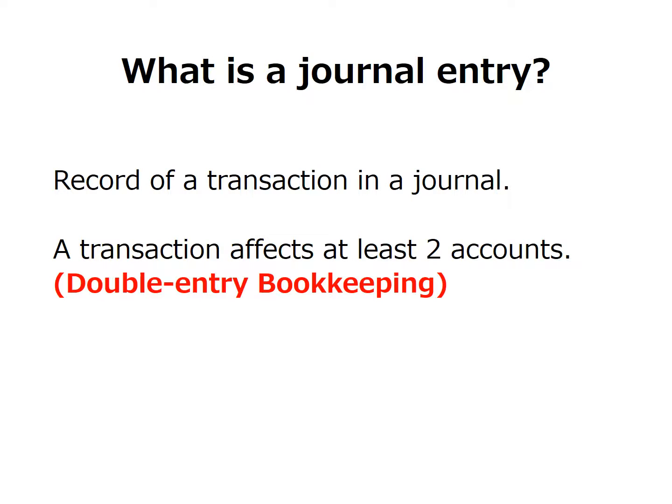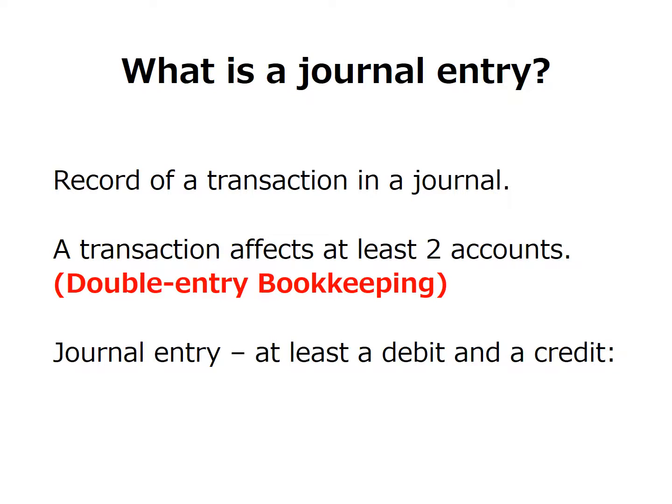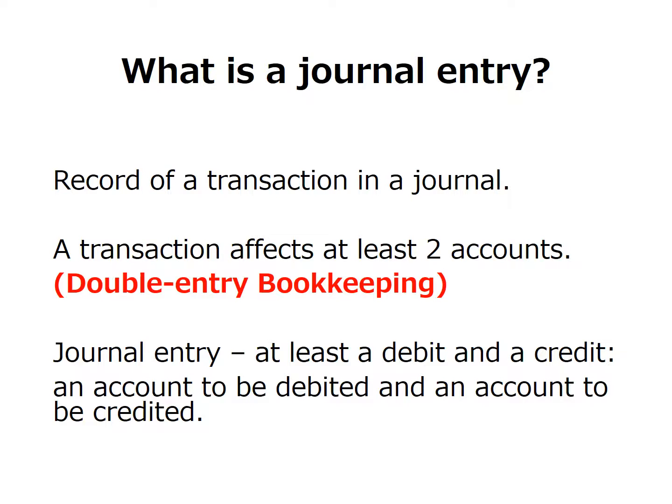This is what we call double entry bookkeeping. Remember lesson number 1? We mentioned double entry bookkeeping. It is a method in accounting that uses at least 2 accounts for every transaction. A journal entry, therefore, uses at least a debit and a credit. A journal entry has an account to be debited and an account to be credited.